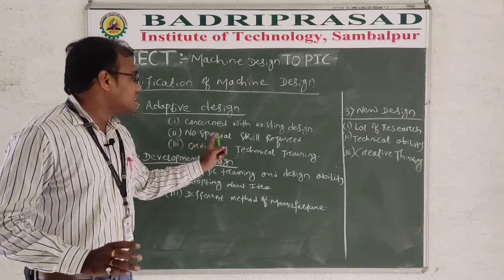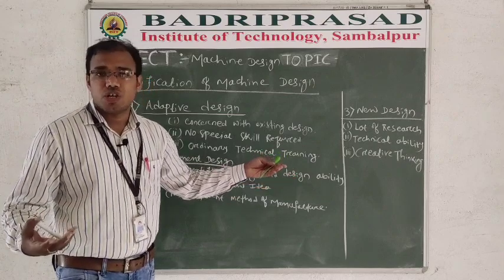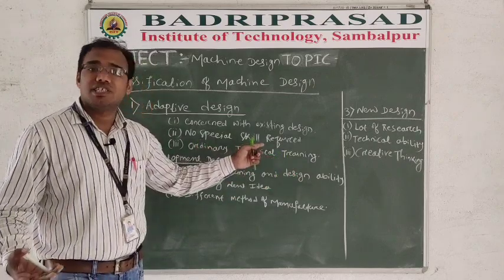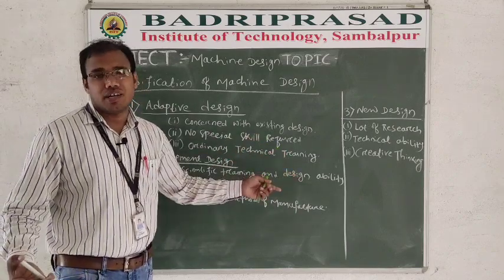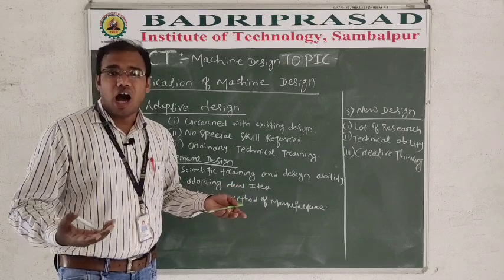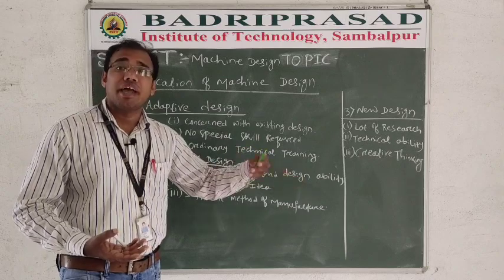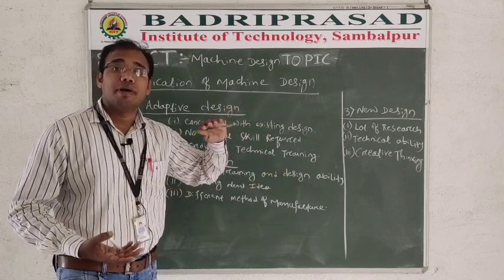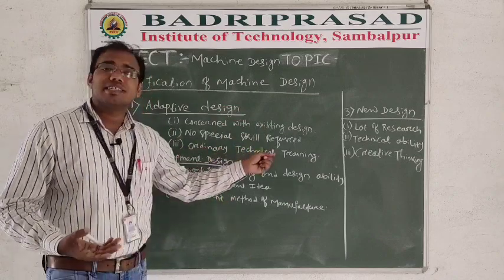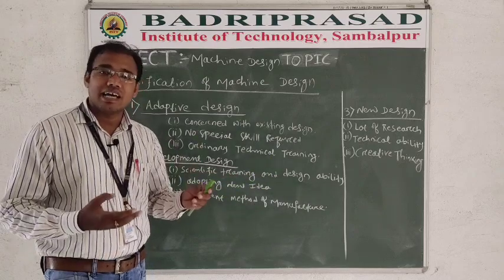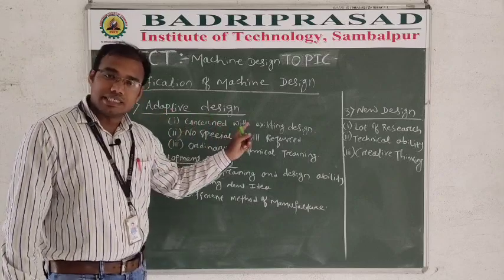No special skill is required. If you are copying someone else's design, there is no need of any special skill here, right? Ordinary technical training is required. How to mold, how to place it, how to make the heat, up to how much temperature it will melt. These are the minimum ordinary technical skills required to make it, but the design you copy from the other company, right? It's called adaptive design.